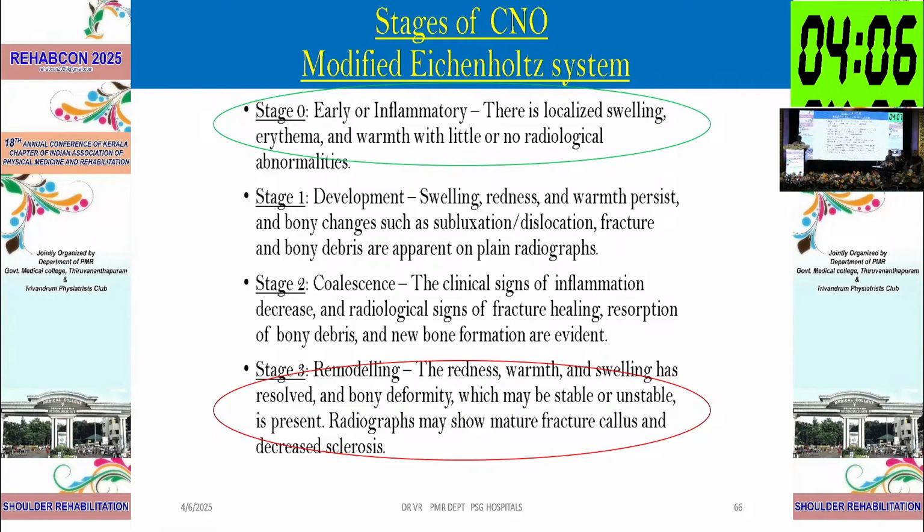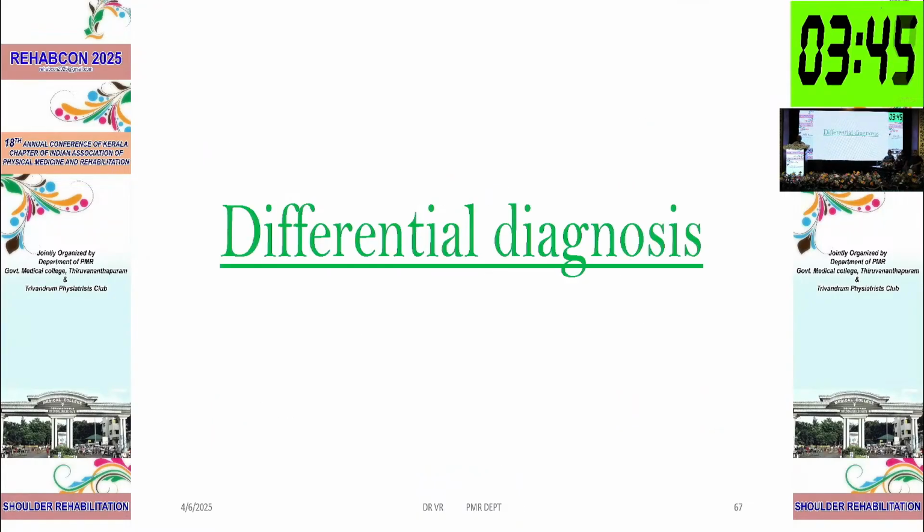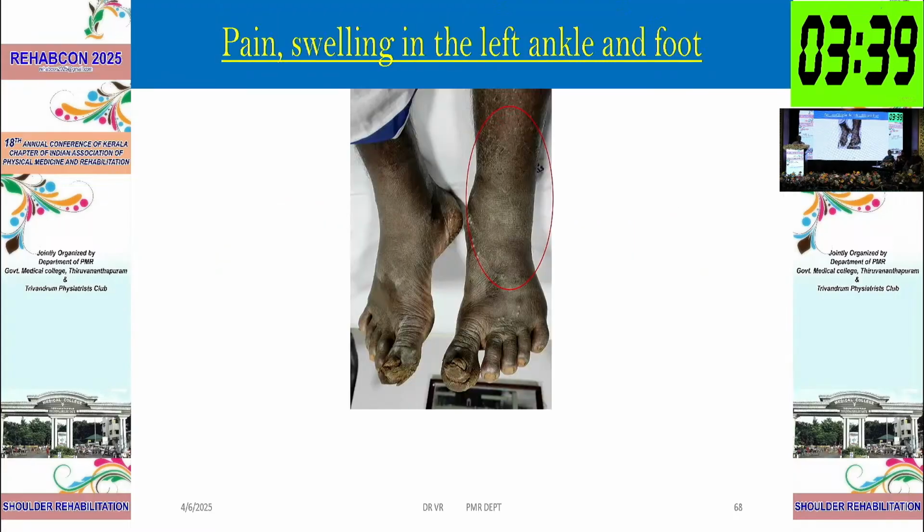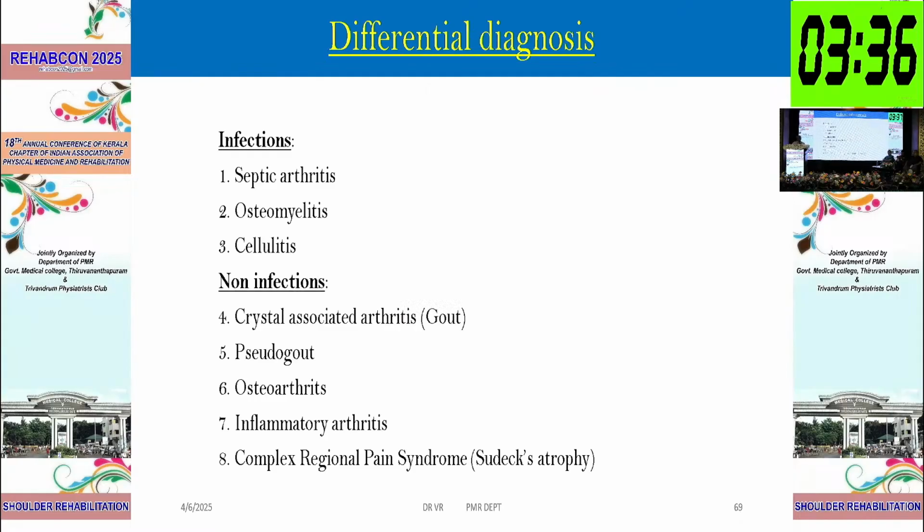See, this patient has come to you in stage 0 itself with pain in the ankle and foot. You might have missed that. You might have written some NSAID or prescribed some antibiotic considering it's an infective arthritis at the ankle joint. You miss the finding, that is why the patient presented with a rocker bottom deformity. So the differential diagnosis you have to keep in mind: septic arthritis, osteomyelitis, cellulitis, and the non-infective causes, gouty arthritis, pseudogout, osteoarthritis, inflammatory arthritis, and pseudoxanthoma atrophy.